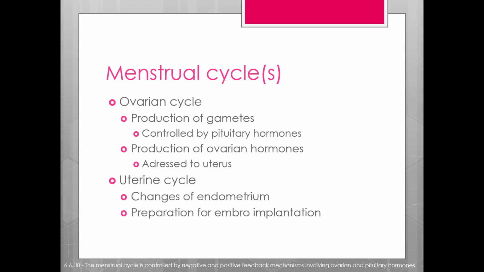Menstrual cycle are actually 2 separate cycles. Ovarian cycle, which is focused on gamete production, and uterine cycle, which is focused on what happens in uterus with special stress on changes of endometrium. You remember this innermost lining of uterus. So gamete production is rather obvious. You need it to mix with another gamete and produce zygote.